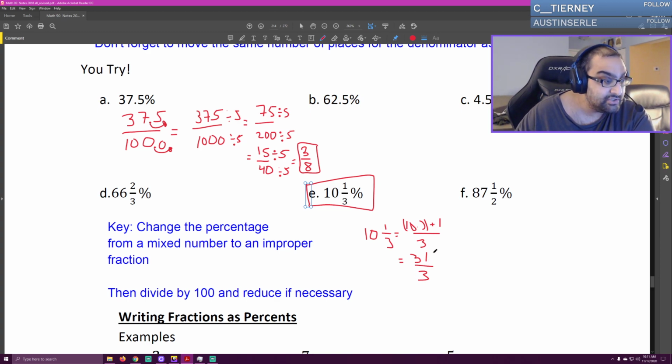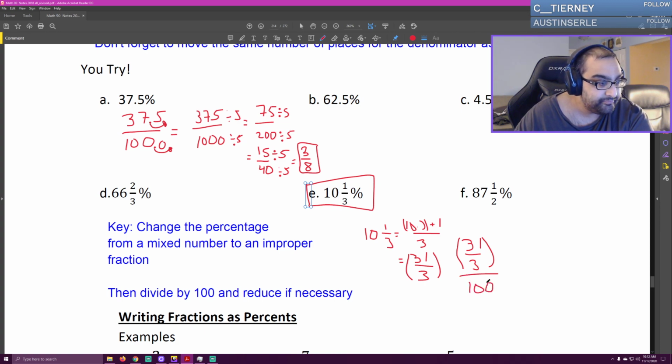Now what I'm going to ask you to do is, you get to this step here of 31 over 3. That's perfectly fine. Now what you want to do next here is to go ahead and divide by 100. So remember how it works here. When we divide by 100, we take our improper fraction of 31 over 3. Another way to write this is, if we divide by a number, that's the same thing as multiplying by 1 over 100.